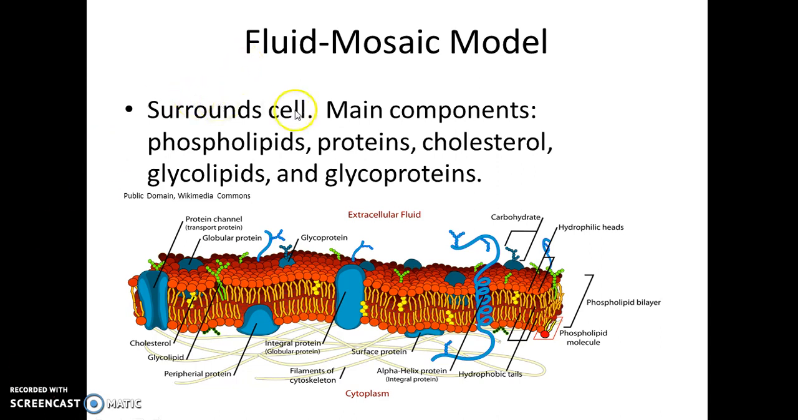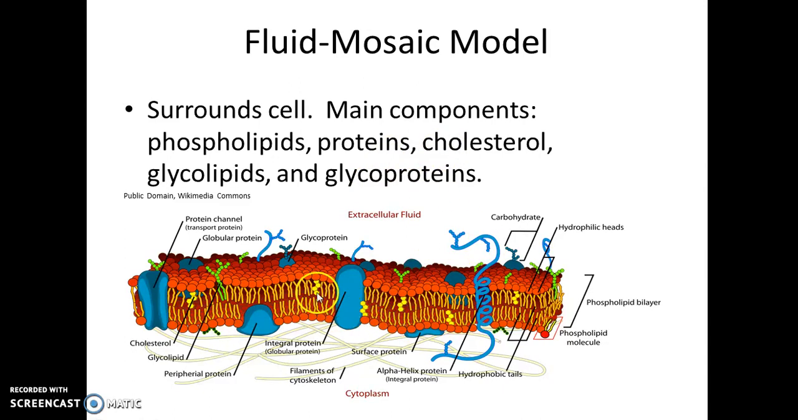First of all, it surrounds the cell, and the main components are phospholipids, and the phospholipids are these things that have the round head and the two tails. Hopefully you remember that from the organic molecule material that we covered. The proteins are these blue things here. We have different types of proteins.